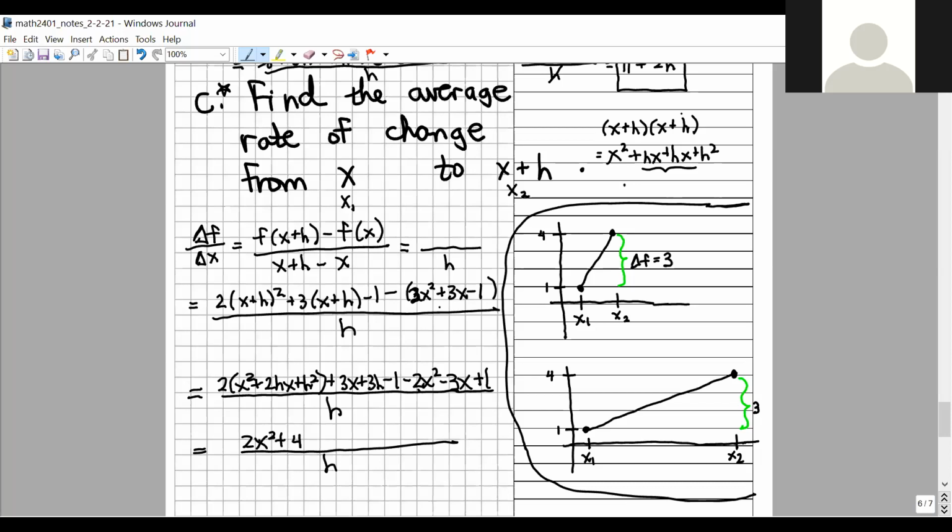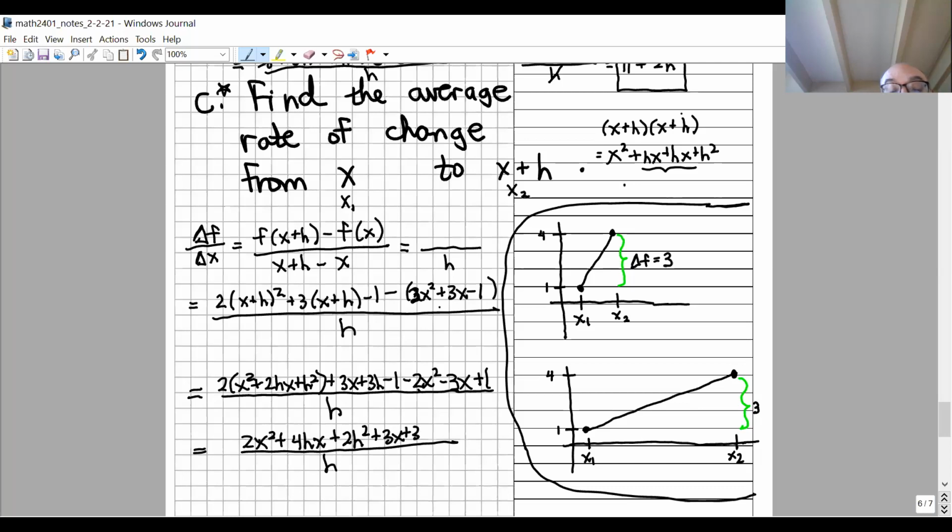So you get 4h plus 4, and then 2 times h squared. So that's just 2h squared. Yeah, 2h squared. Plus, and then we have all of this stuff hanging around. So plus 3x plus 3h minus 1. This gets a little bit tedious sometimes to write these things down. Minus 2x squared minus 3x plus 1.